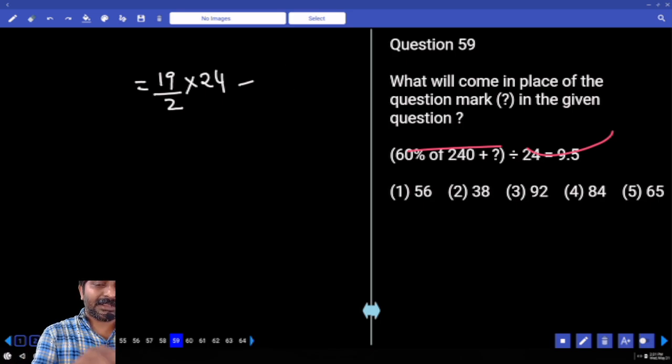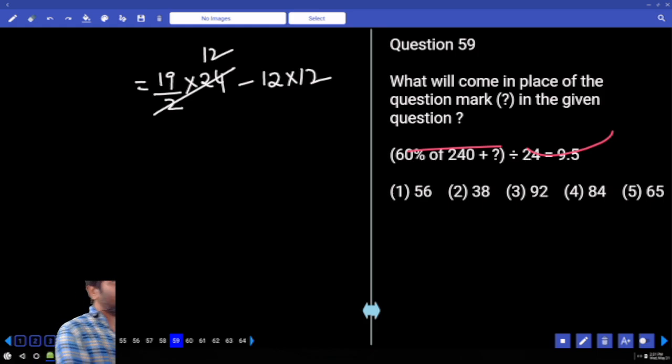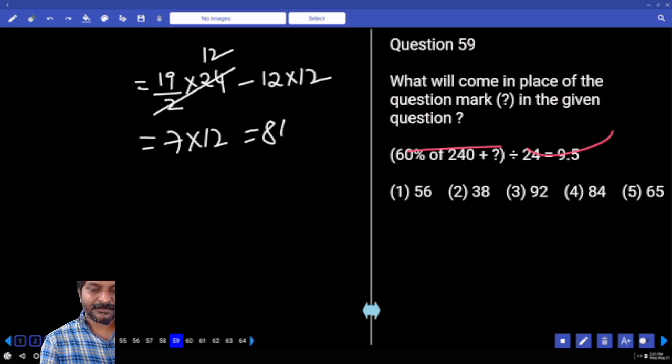No, I want to write it as 144. 12 times 12. This is 12 times. First number, 12, 19 times. From that 12 times we are subtracting. Then how much is left? 7 times 12, which is... got it?